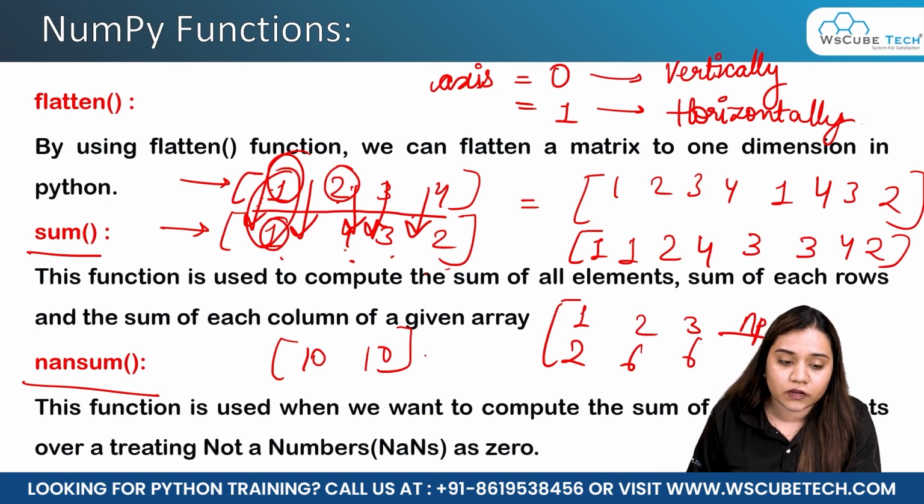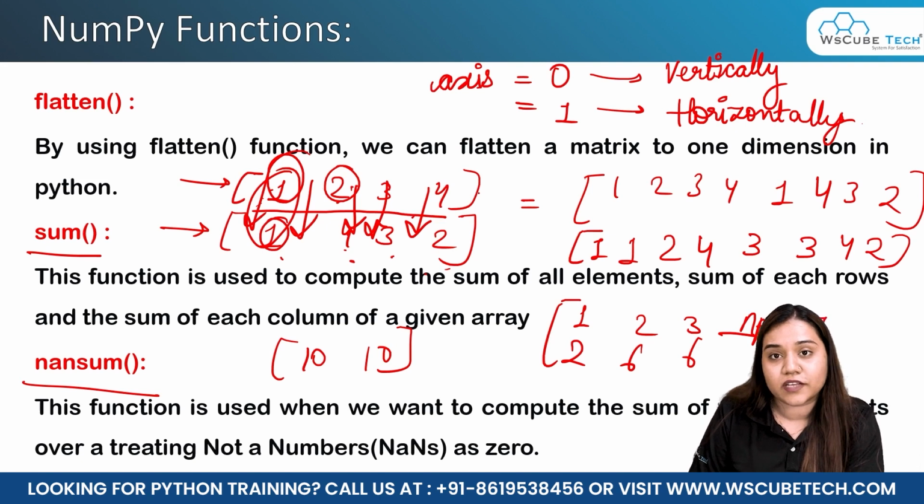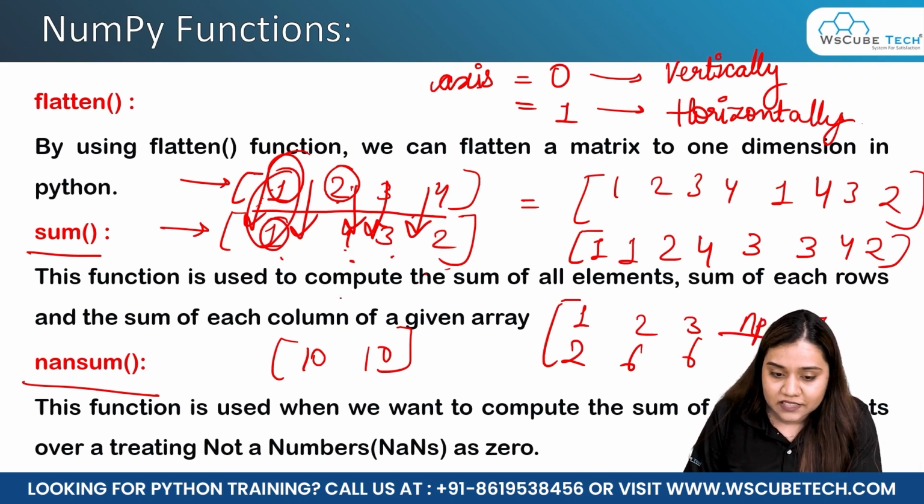Other things we have over here are exactly the same as sum. That means we can set axis to 0 or axis to 1, that is totally up to us. In this case what would happen? A regular sum would give us np.nan, but in the nansum case it will treat it as 0 and give the output as 1 plus 2 plus 3 plus 0.